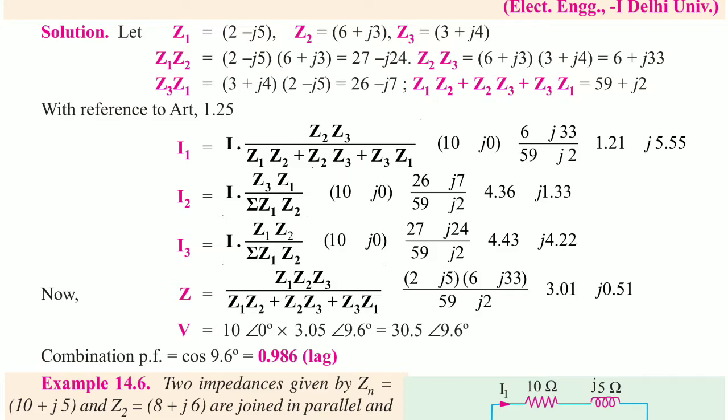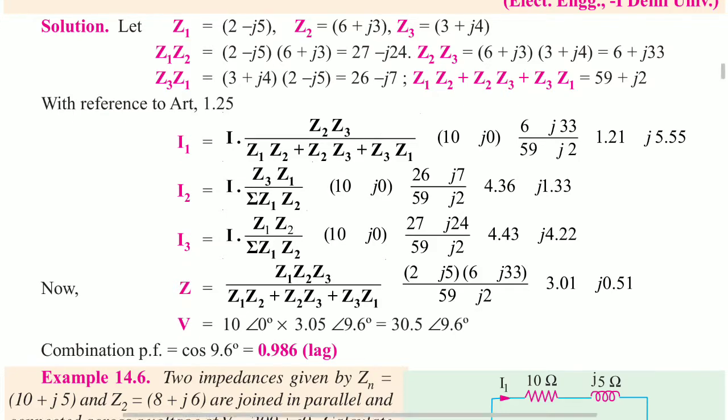Now I3 is equal to I into Z1 Z2 divided by the summation, that is 10 plus J0 into 27 plus J24 divided by 59 plus J2, that is equal to 4.43 plus J4.22. So I3 is 4.43 plus J4.22.